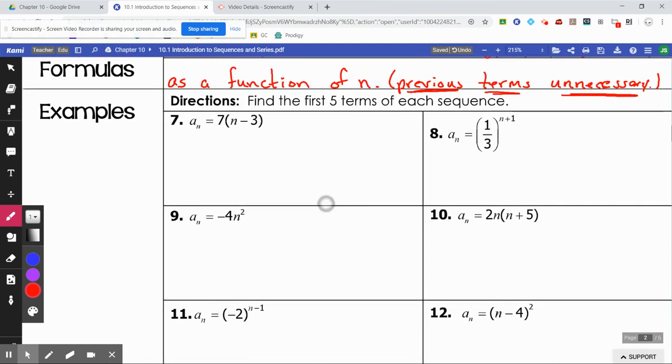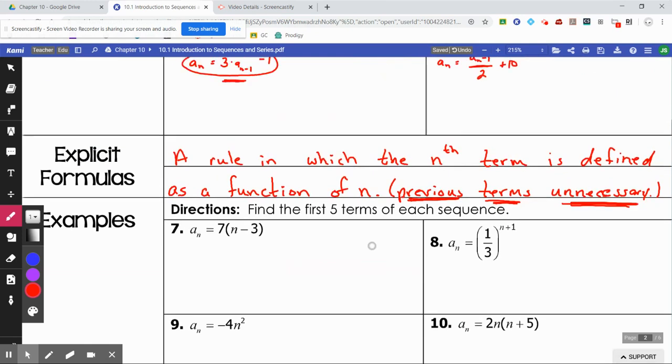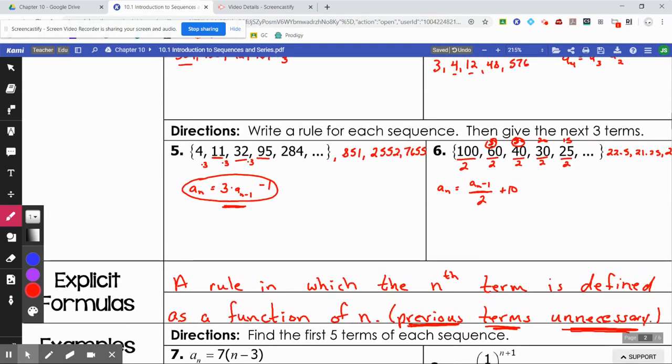So, let's look at our first example. a sub n equals 7 times n minus 3. Notice there's no a sub n minus 1. We do not need the previous term to find any term. Notice if on these problems, if I said on number 5, find the 100th term in the sequence, we're going to be working a while because we were given 1, 2, 3, 4, 5, and we found 6, 7, and 8. Well, we would have to find number 99 in order to find number 100. You had to use the previous term to find the next one.